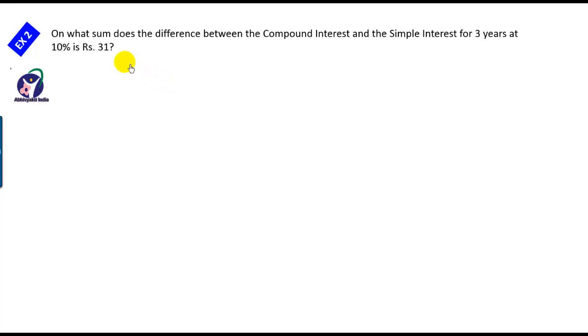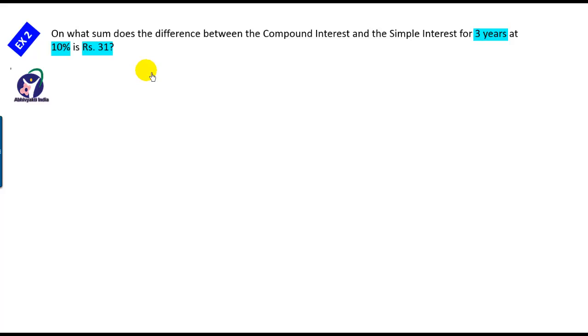The next question is on the screen. On what sum does the difference between the compound interest and the simple interest for 3 years at 10% is rupees 31. Now here the difference between the compound interest and simple interest is given as rupees 31, and the amount invested for 3 years at the rate of 10% per annum.